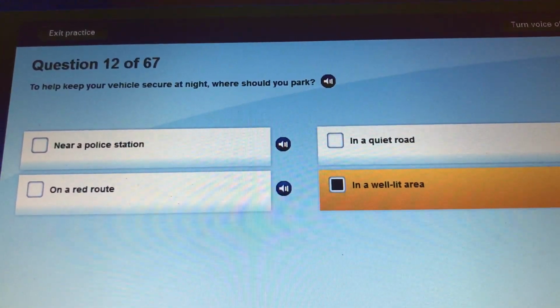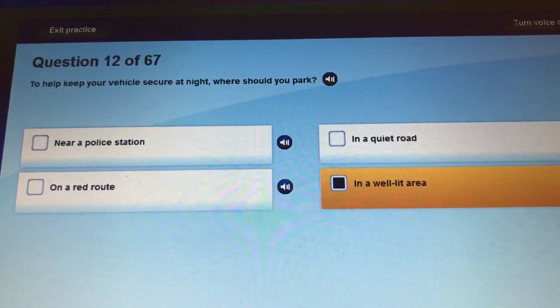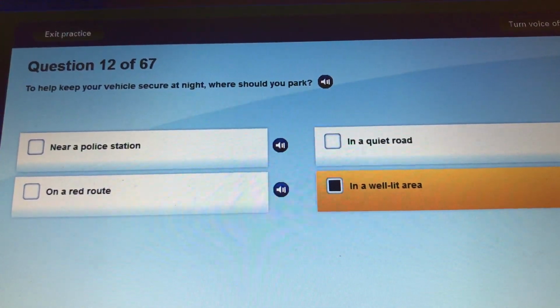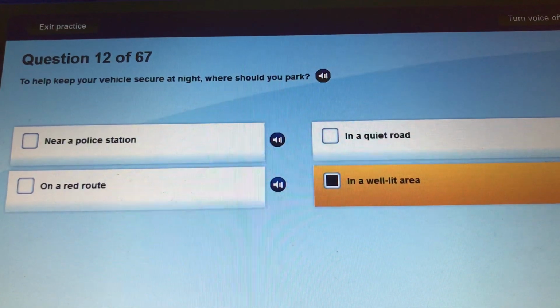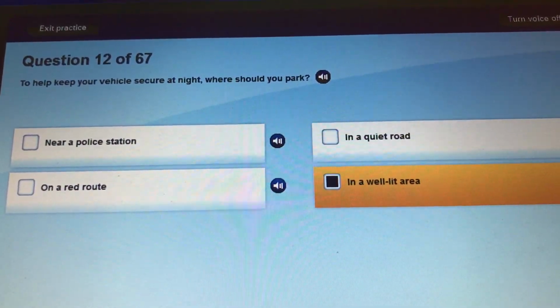You help keep your vehicle secure at night. Where should you park? If possible, park in a well-lit area.